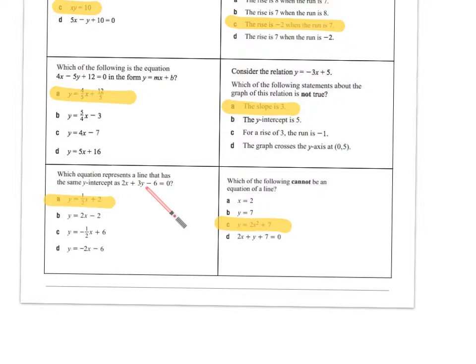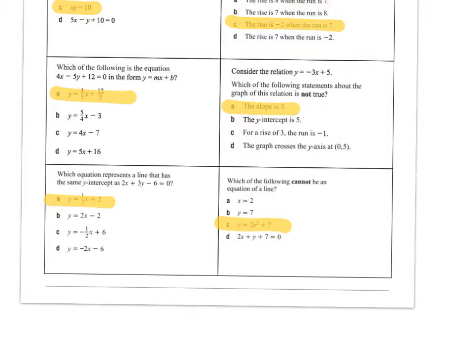The same y-intercept as this. So if I find the y-intercept for this, that's the same as if I were to... so y-intercept is when x equals 0. So if this term goes to 0, the 2x goes to 0, then I get 3y minus 6 equals 0.